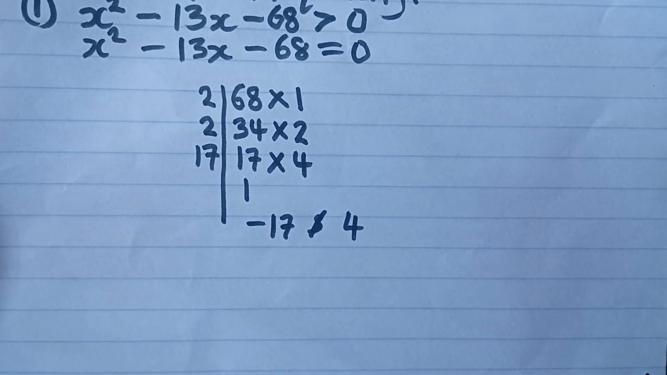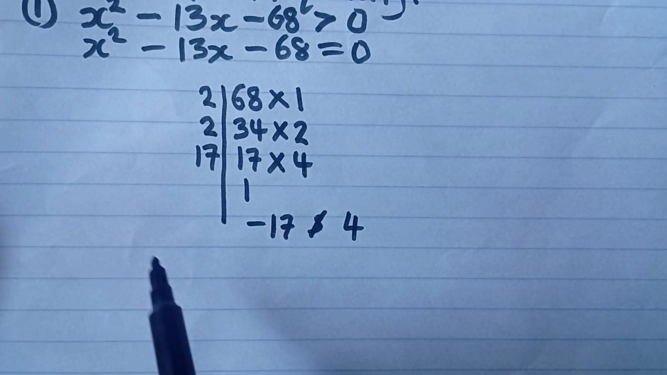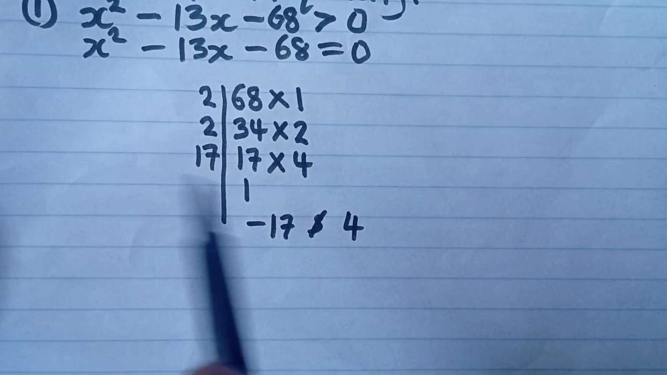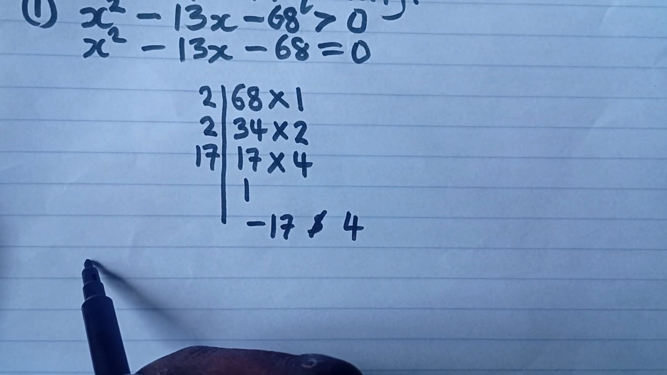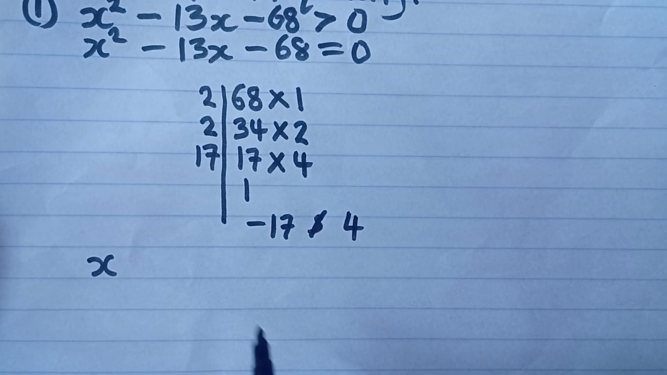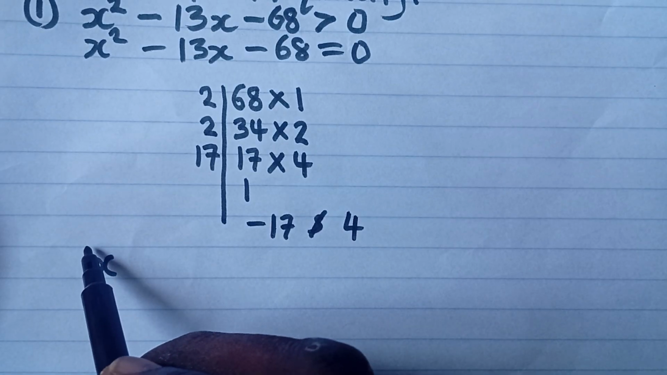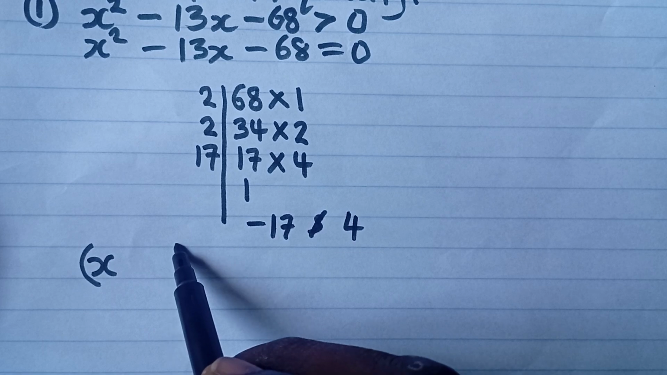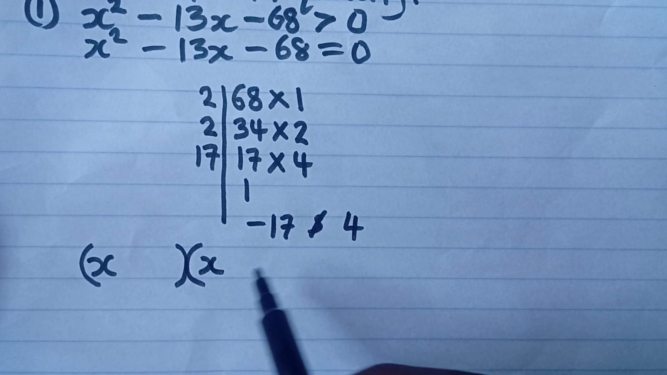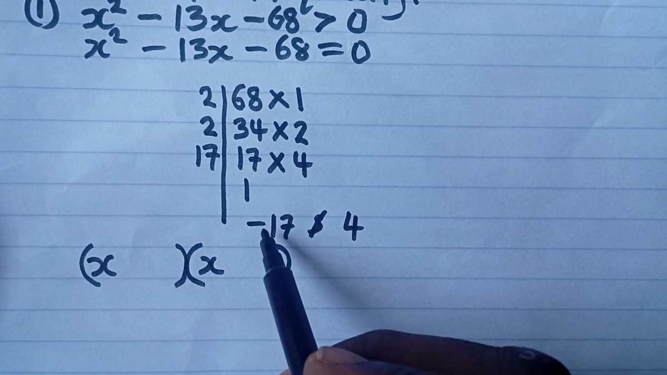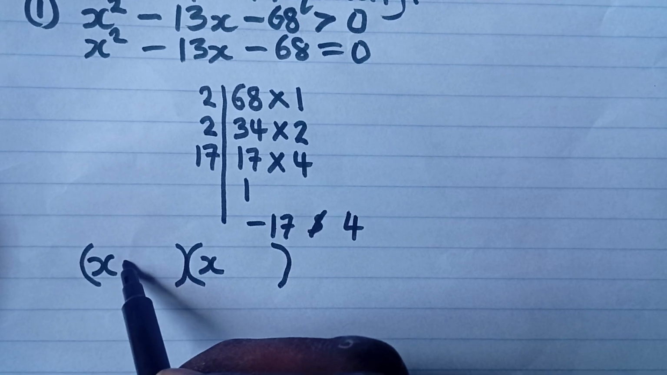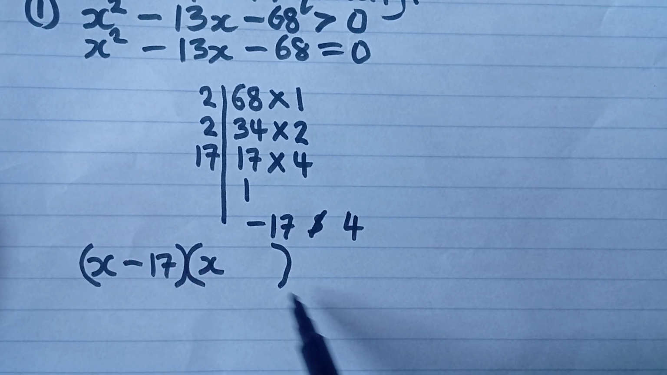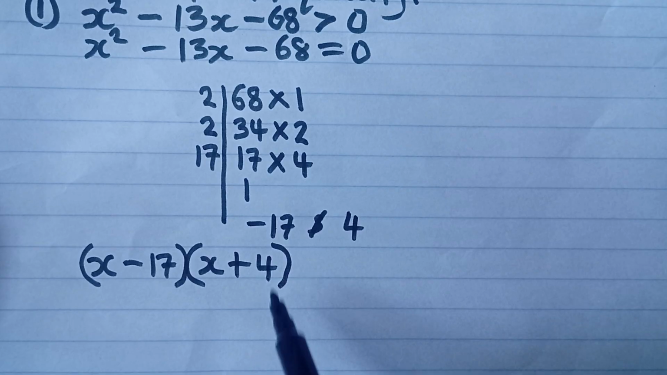So the next thing to do now is to open up brackets. Since the coefficient of x squared here is 1, one simple way of solving this is to open up brackets and simply say x, and open another bracket with x. We put these factors in the brackets. Is that clear? So this will be minus 17 and plus 4.